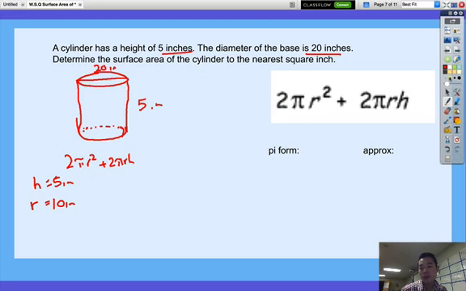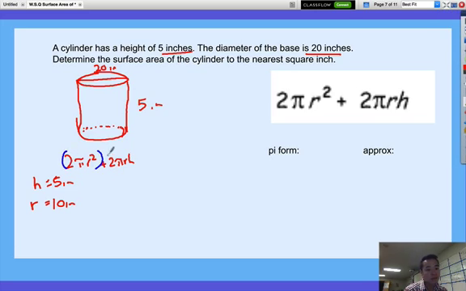Okay, so I'm going to switch colors here. We'll go blue. Let's do the left side first, and then we'll do the right side second. So I'm going to evaluate the left side. 2 pi. Instead of r, I'm going to put in 10 to the power 2. Plus 2 pi. Instead of r, I'm going to write 10. Instead of h, I'm going to write 5. Make sure I have all my correct numbers in. r squared, r h, good. So then let's evaluate this.